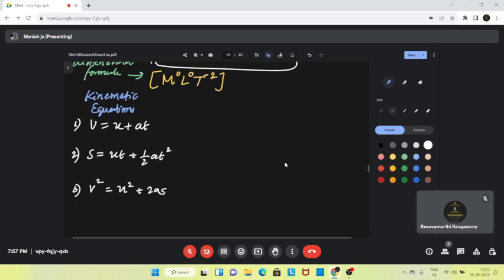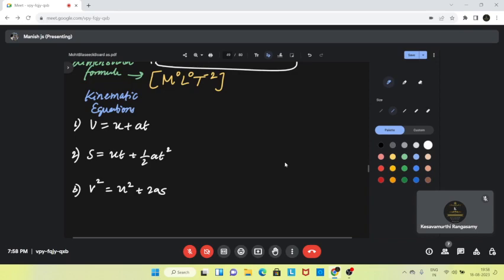So there are three equations. v is equal to u plus at. The first equation we call the velocity time relation. The second equation is commonly referred to as the displacement time relation. The third equation is called the velocity and displacement relation. The third equation is independent of time, whereas the first two equations are time dependent. These three equations are called the equations of motion in general.